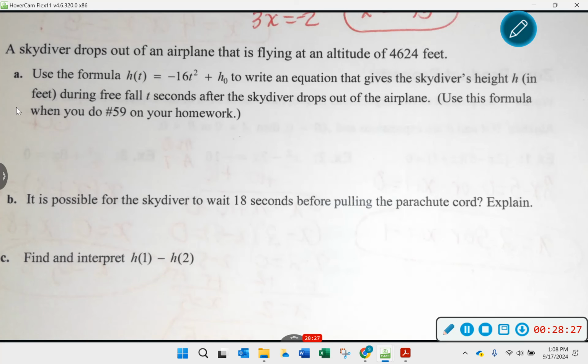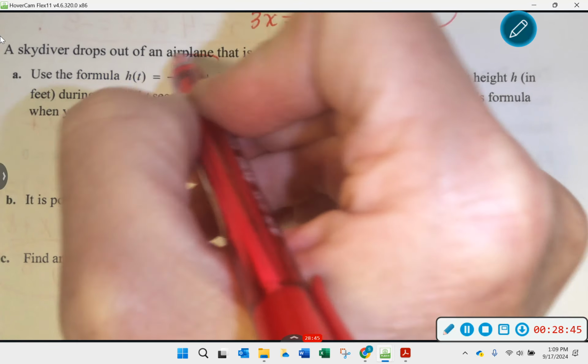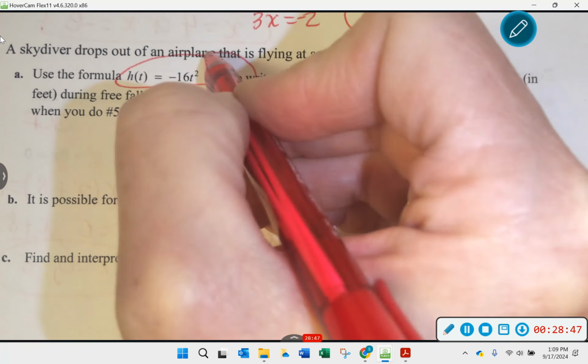Sounds terrifying to me. Use this formula right here to write an equation that gives the skydiver's height h in feet during free fall, t seconds after the skydiver drops out of the airplane. You're going to use this formula on your homework, okay? This formula is used all the time in physics and all kinds of different maths.